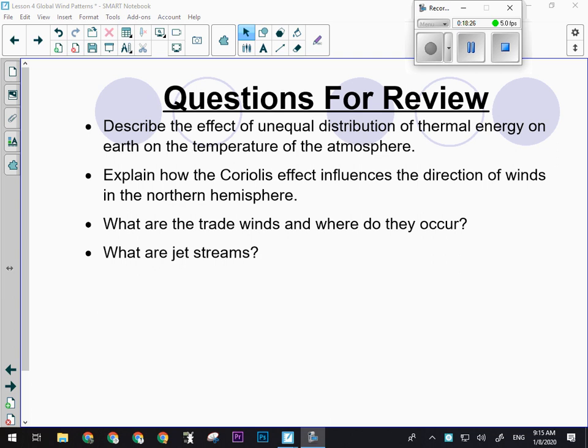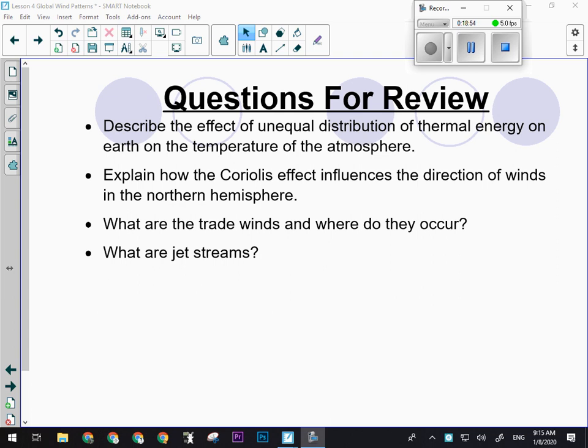All right, explain how the Coriolis effect influences the direction of winds in the northern hemisphere. So as the Earth rotates, in the direction that it rotates, and wind is moving, any winds moving from north to south get deflected so that they feel like they're coming from the east. If they're moving from south to north, they get deflected so they feel like they're coming from the west. That's basically what I need to explain.